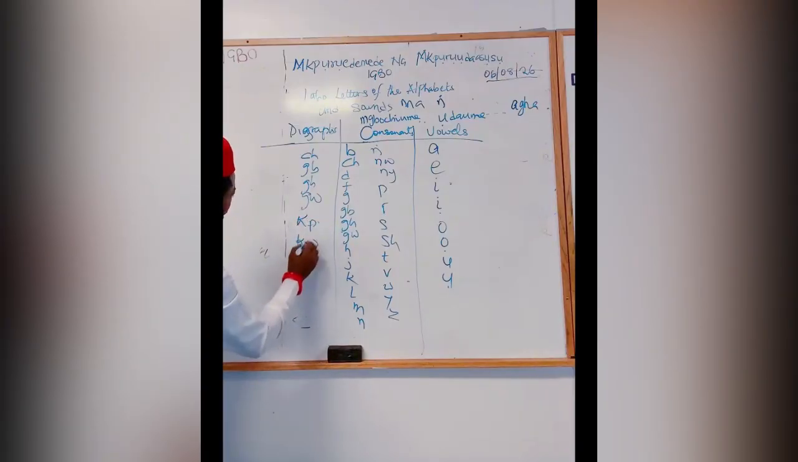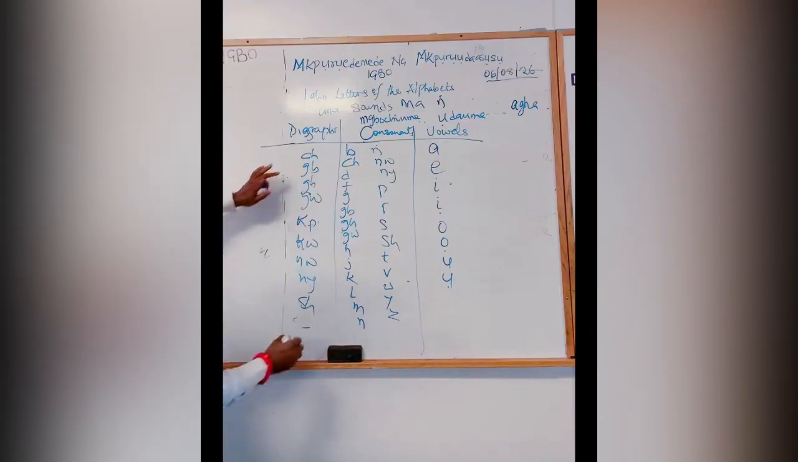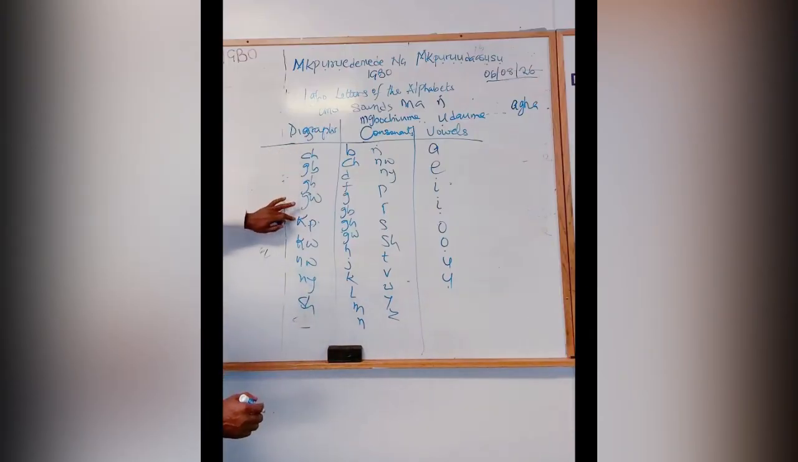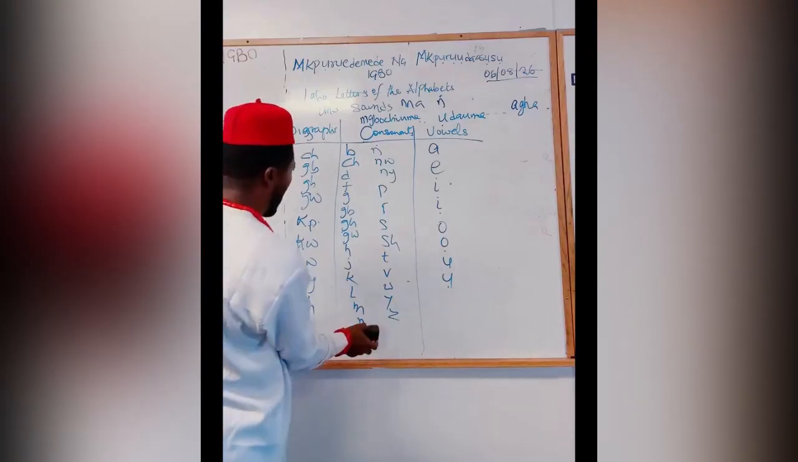A, kwe, we, nye, she. 1, 2, 3, 4, 5, 6, 7, 8, 9. All right, why don't I have kwe here? I missed it all.